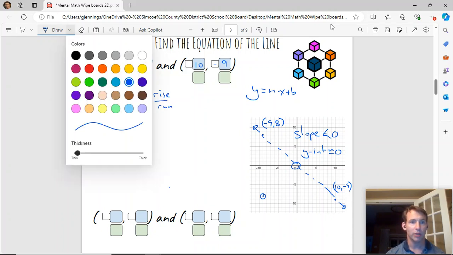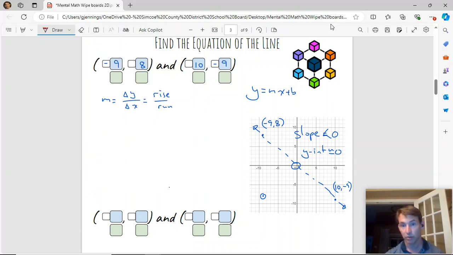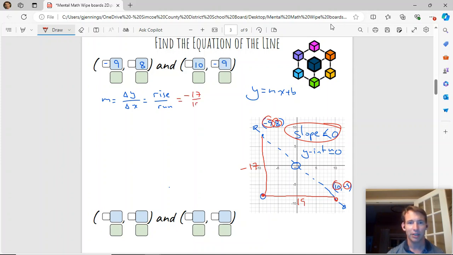And I like to visualize that because then I make fewer sign errors. That's also why I do this first. And I see that I have to go down here to that point. I'm going down by 17, right? If I have an 8 and I take away 17, I get to -9. And that's my rise. And then my run over here, oh, it was over there. So my run was going from -9 to 10. So that's 19. So rise over run gives me -17 on 19.